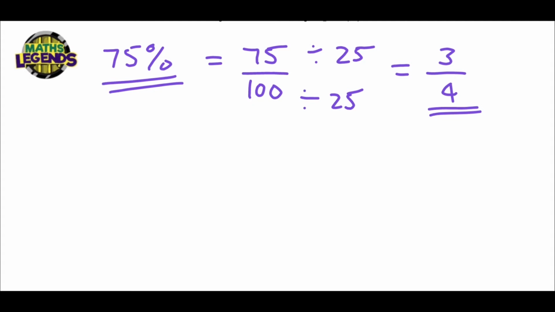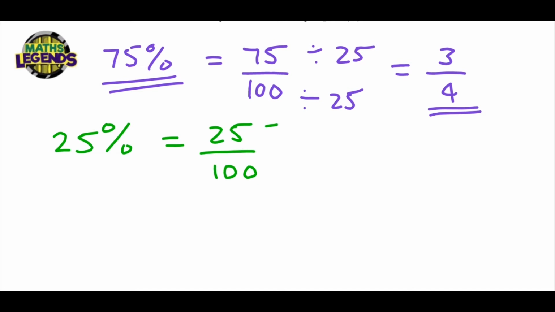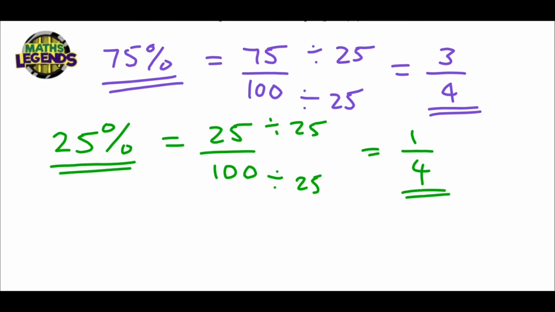Let's look at another example. 25% means out of 100, so it's 25 out of 100. We can simplify this by dividing top and bottom by another common number, 25 and 25. So here this is a quarter. So a quarter is the same as 25%.